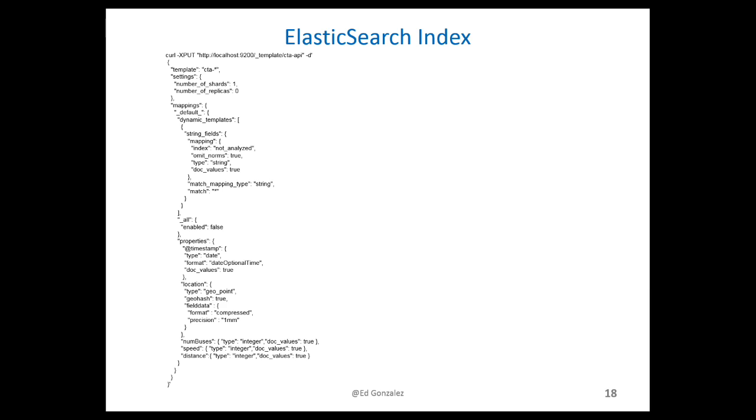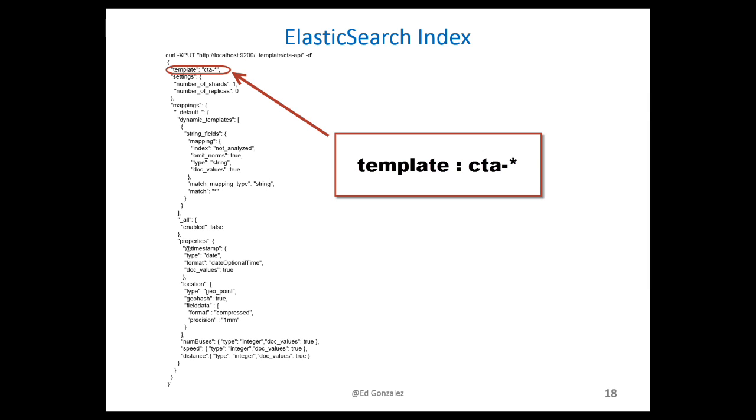Finally, in Elasticsearch, we create an index template. By default, Elasticsearch will treat every field as text and index every word in the text. So we define an index template to tell Elasticsearch to treat our numeric fields as integers and to index text fields as a whole. And then most importantly, we set the template name as CTA-*. This way, these rules will apply to any index with a name beginning with CTA-, like the indexes we create in the Logstash configuration file.